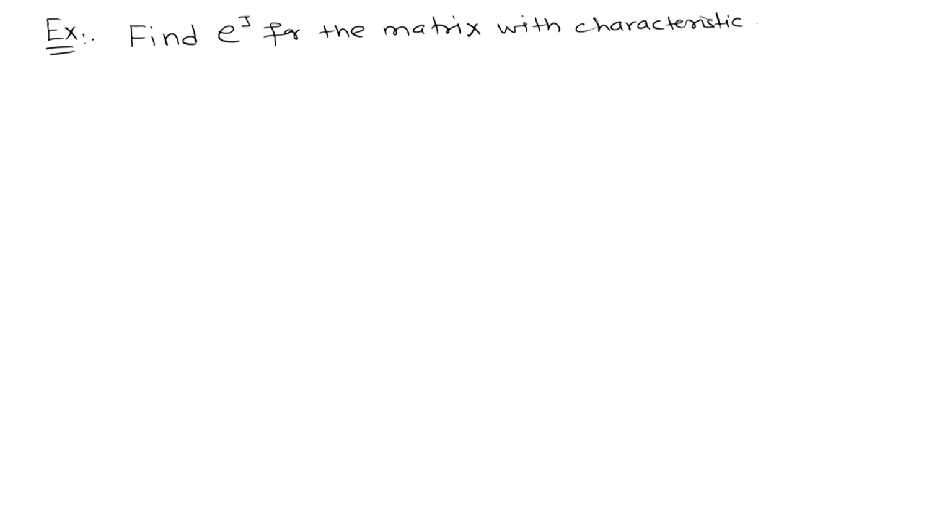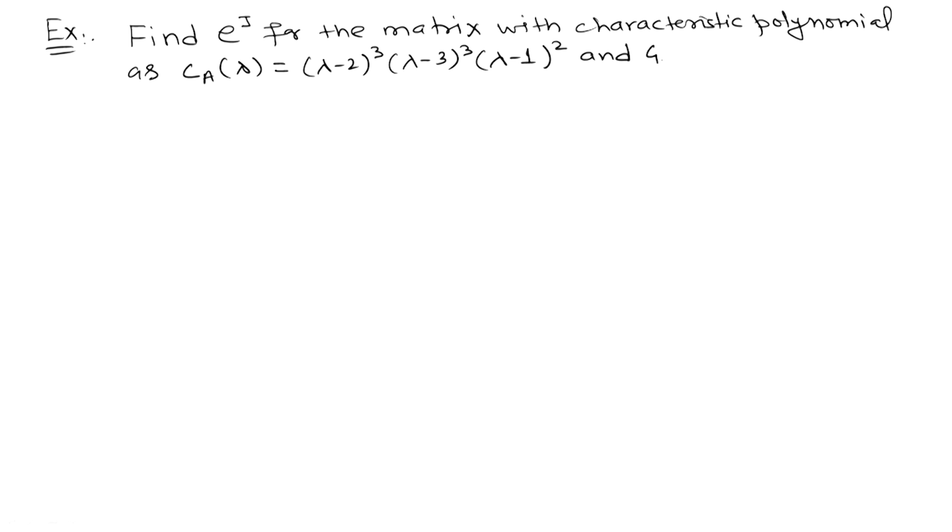So, let me take one more interesting example. Find e raised to power J for the matrix with characteristic polynomial C of A lambda equals lambda minus 2 raised to power 3, lambda minus 3 raised to power 3, lambda minus 1 raised to power 2, and geometric multiplicity of each eigenvalue is 2.